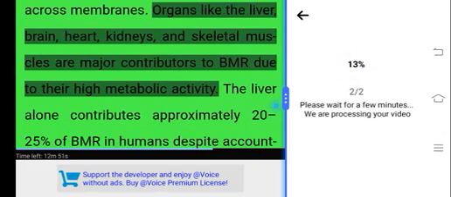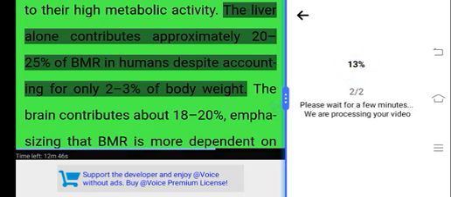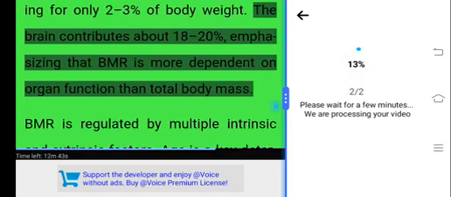Organs like the liver, brain, heart, kidneys, and skeletal muscles are major contributors to BMR due to their high metabolic activity. The liver alone contributes approximately 20–25% of BMR in humans despite accounting for only 2–3% of body weight. The brain contributes about 18–20%, emphasizing that BMR is more dependent on organ function than total body mass.